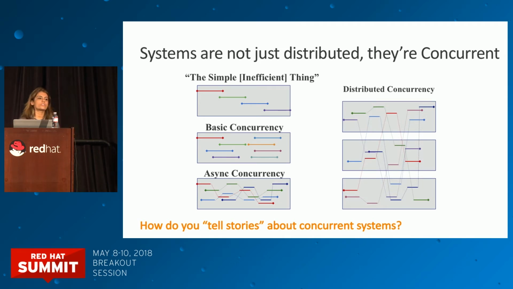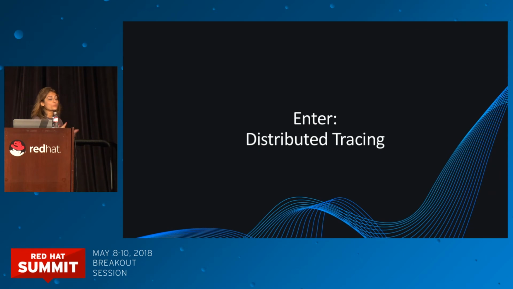And so how do you understand distributed concurrent systems and then tell the stories that you need to understand what's happening? This is where distributed tracing can help. How many people here are familiar with this concept? Okay, a few. That's awesome. More than I usually get, so great work.